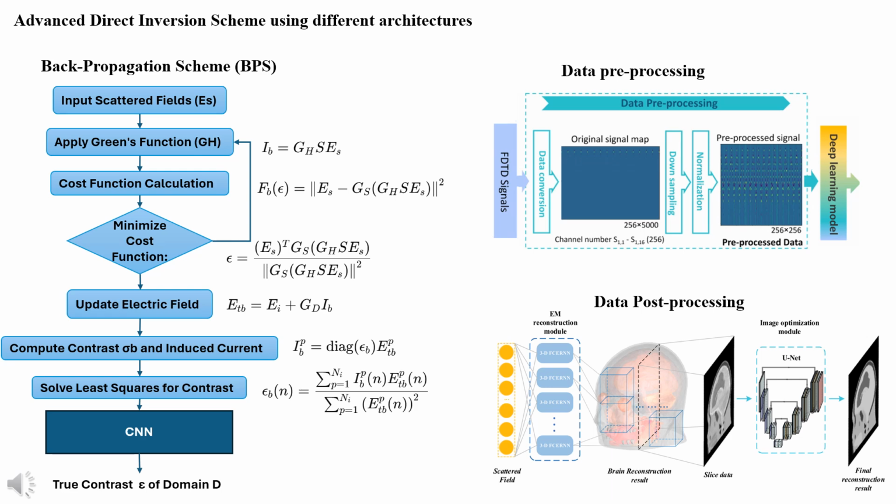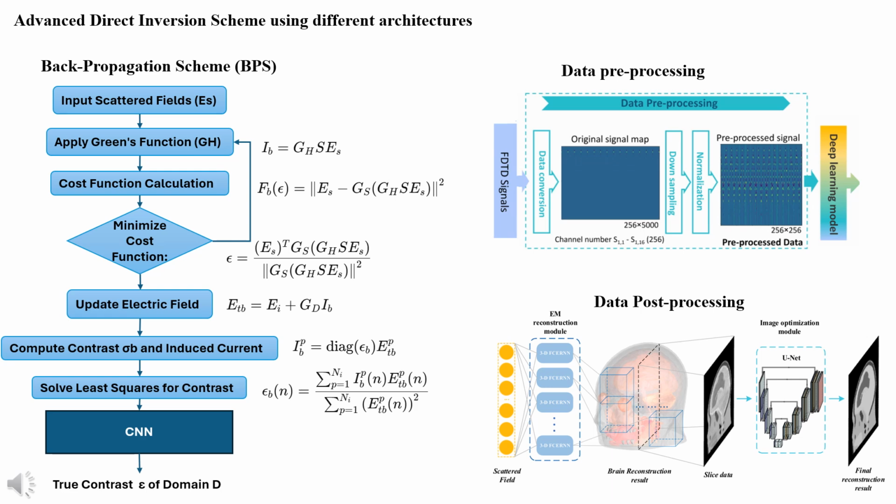In this slide, we introduce some advanced techniques to enhance the performance of DIS. Specifically, we focus on the backpropagation scheme, BPS, which is highlighted on the left side of the slide. BPS improves accuracy and robustness by incorporating additional steps, either before or after the CNN processes the data. This helps overcome the limitations of straightforward direct inversion.